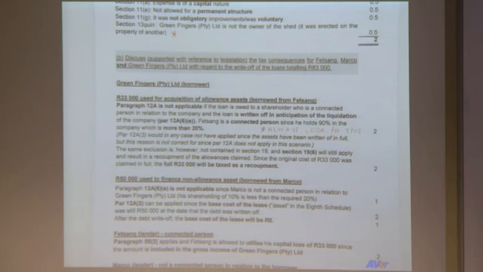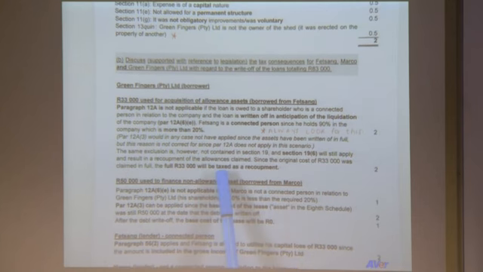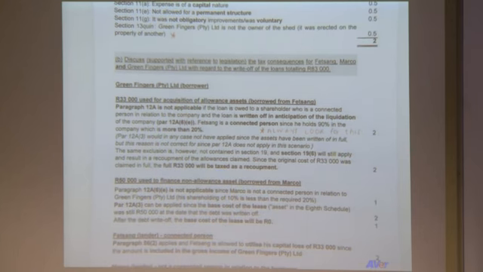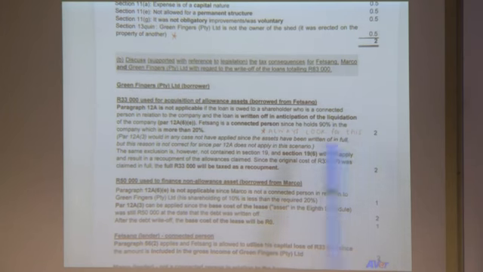Okay. So therefore, because we could not reduce the base cost, it was an allowance asset. So then you go into section 19.6 and you recoup the full 33,000 Rand debt write-off amount. Okay. Does that make sense to you guys? Okay, so that was 4 marks for discussing Green Fingers tax consequences in respect of the debt owed to Fetsang.